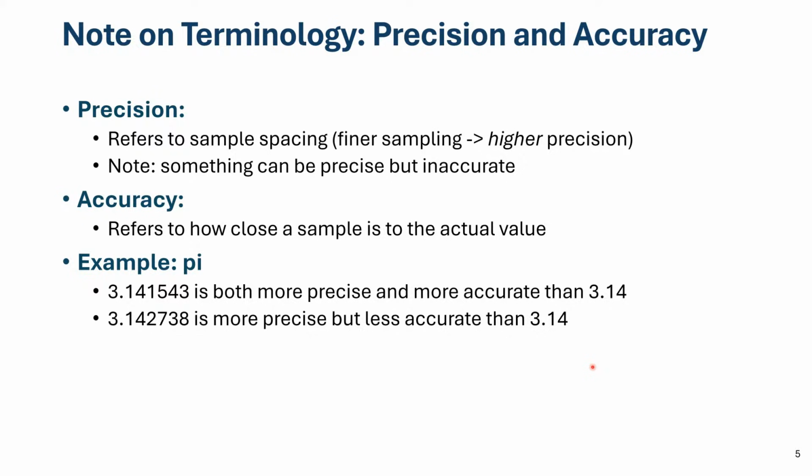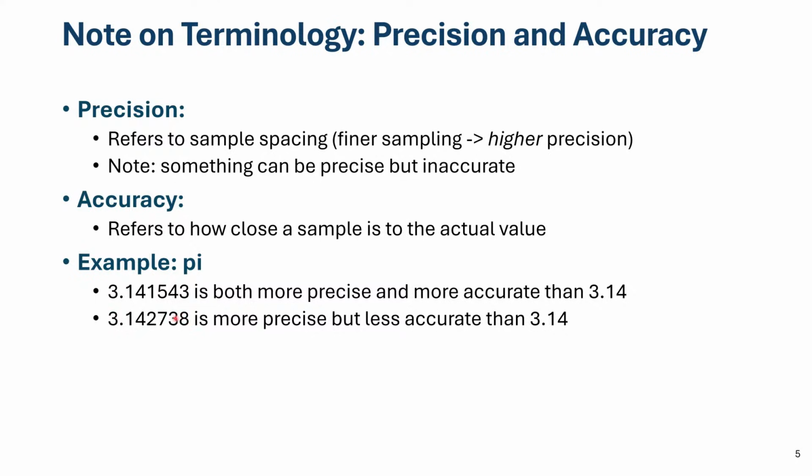A key thing to realize is that something can be very precise, but can be inaccurate. Accuracy refers to how close some sample of some format is to the actual value that we're trying to represent. So a quick example of these terms is, let's say, the value pi. If we look at, let's say, 3.141543, it is both more precise and more accurate than just 3.14. It does have more decimal digits. That's what gives it more precision. But it is also a better approximation of pi than just 3.14. So this one has both more precision and more accuracy.